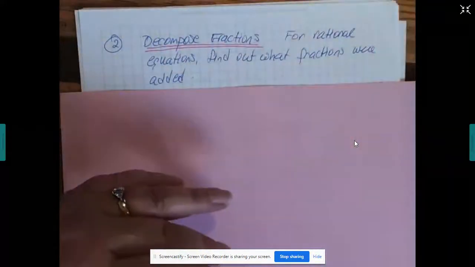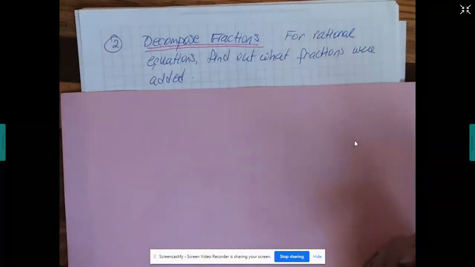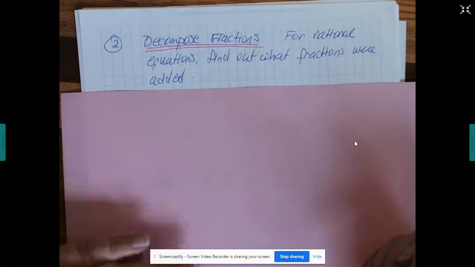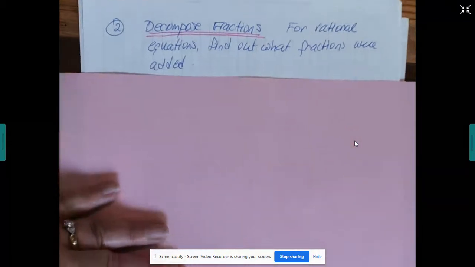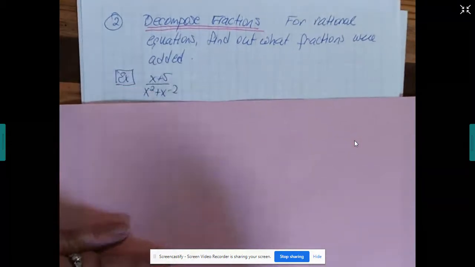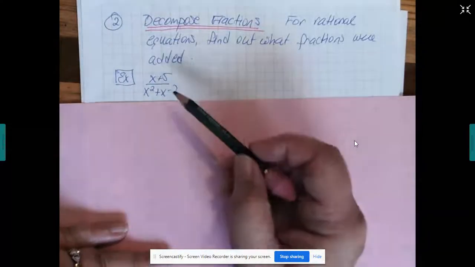So here are the steps to do this. The reason you might want to know how to do this in calculus is that it's probably easier to work with some of the simpler fractions rather than the really large, more complicated fractions. So here's step one. You're given a rational fraction here.